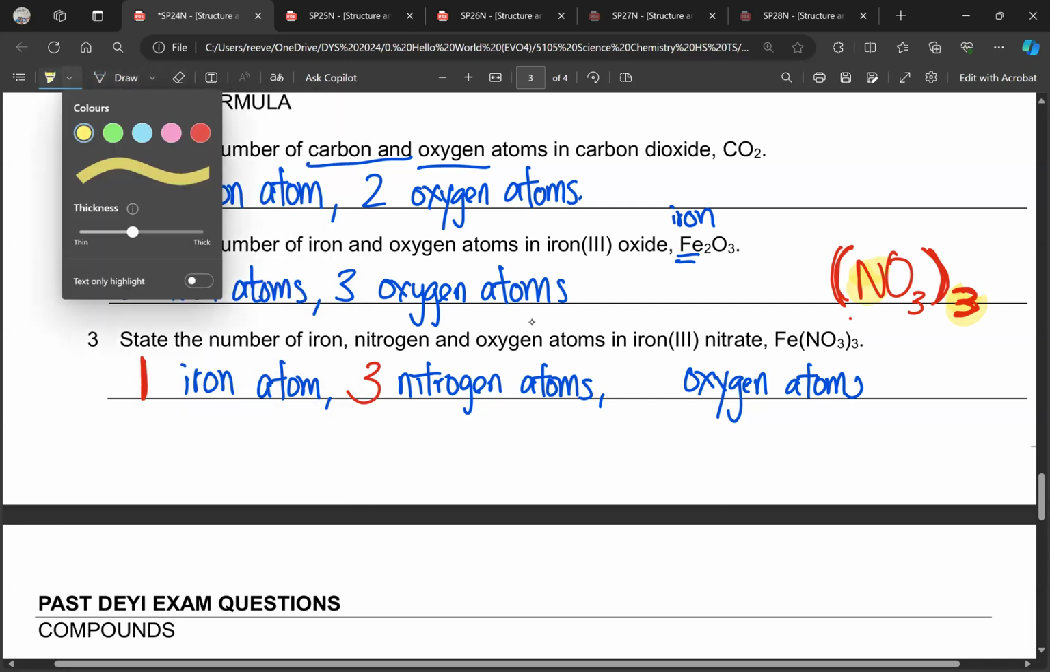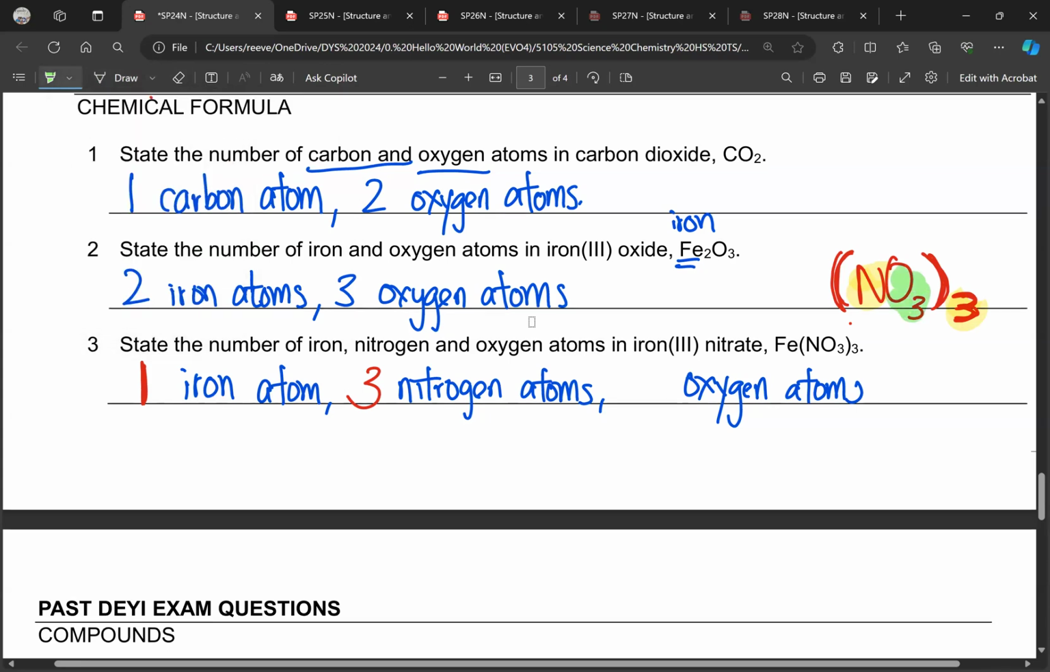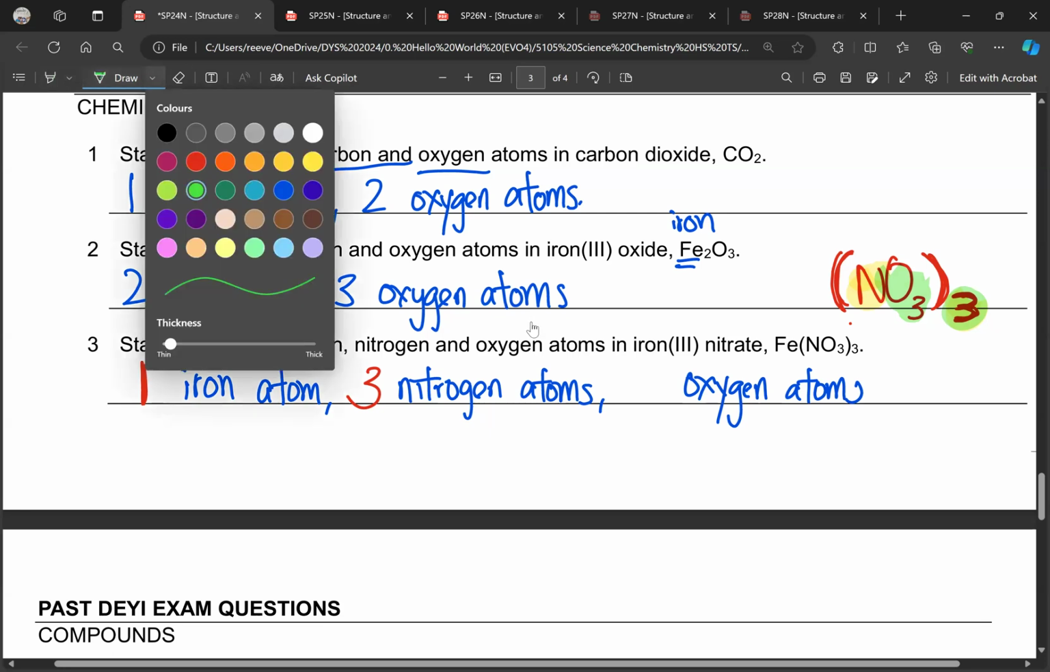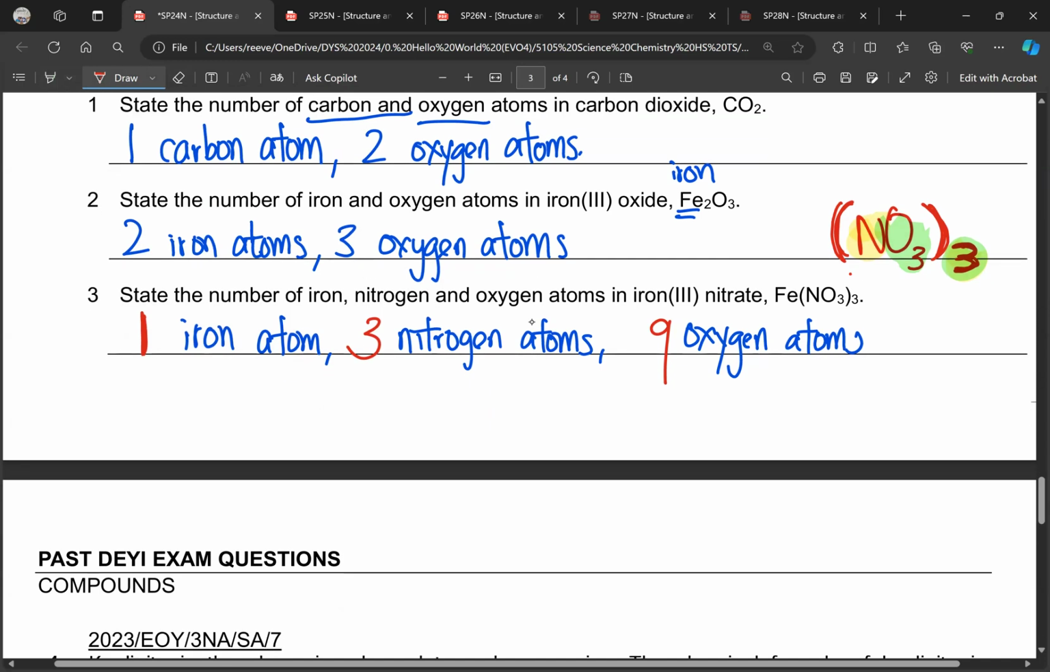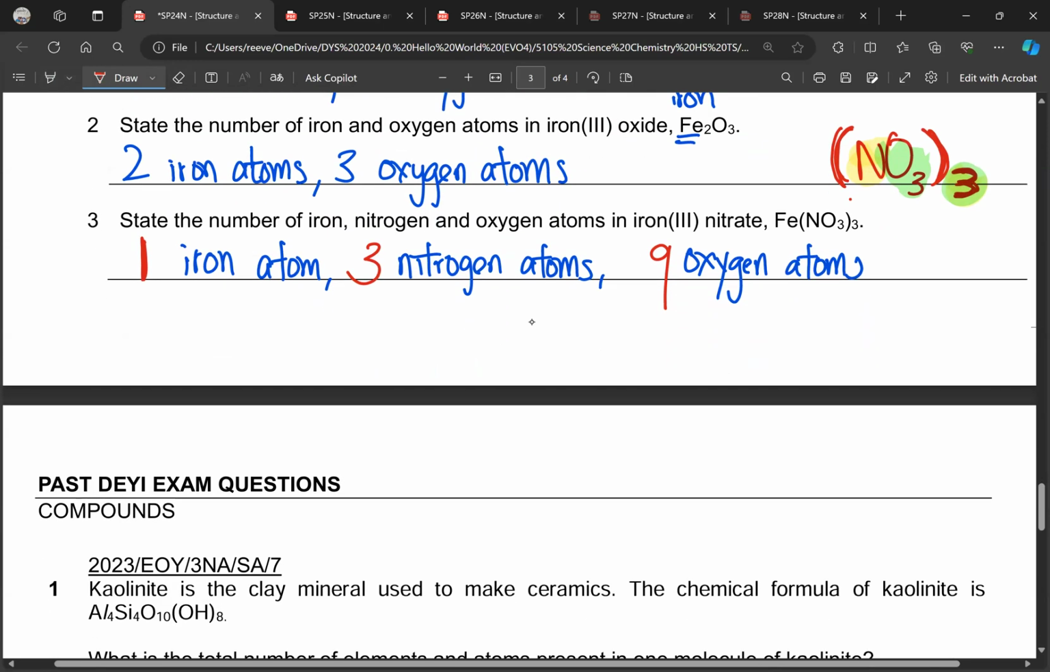Oxygen, on the other hand, I have 3 inside the bracket. Then after that, I need to multiply outside with 3. So 3 inside multiply with another 3, total is 9. So I will have 9 oxygen atoms. Can you get the answer? I hope no issue.